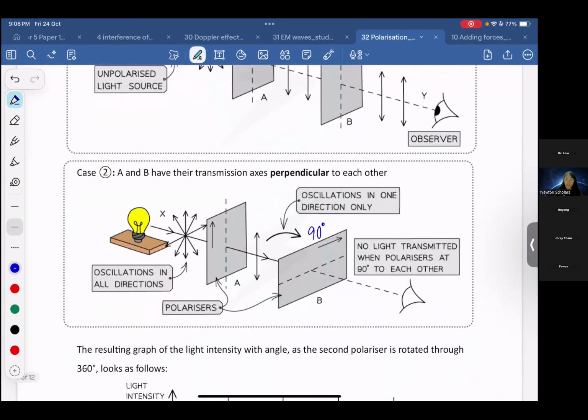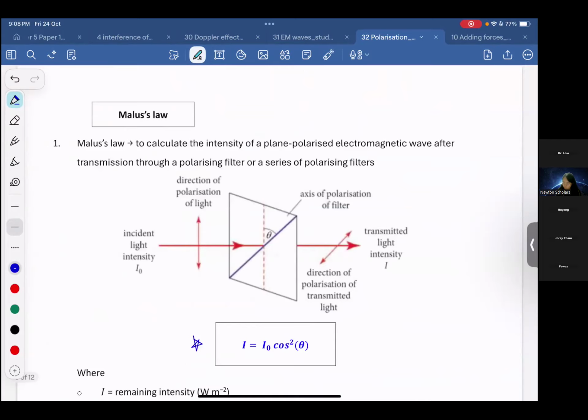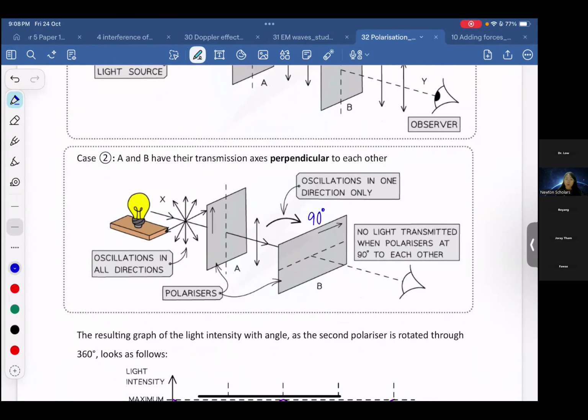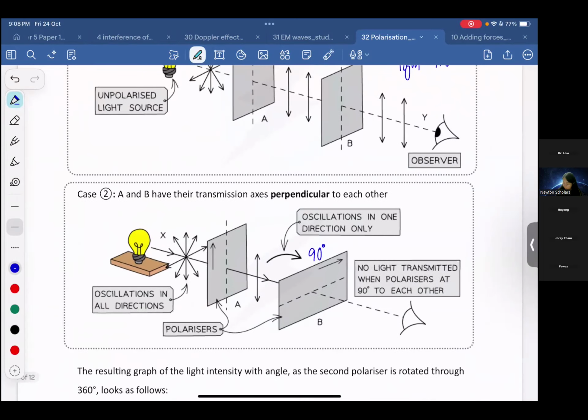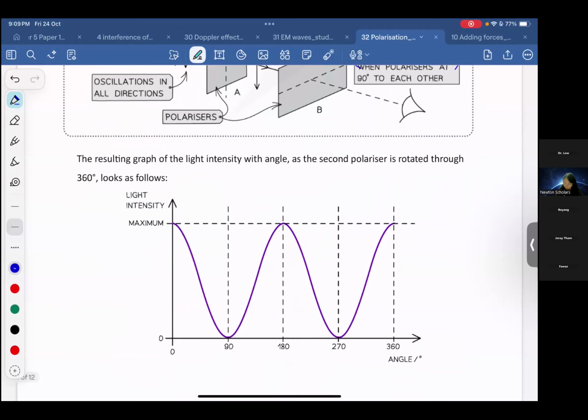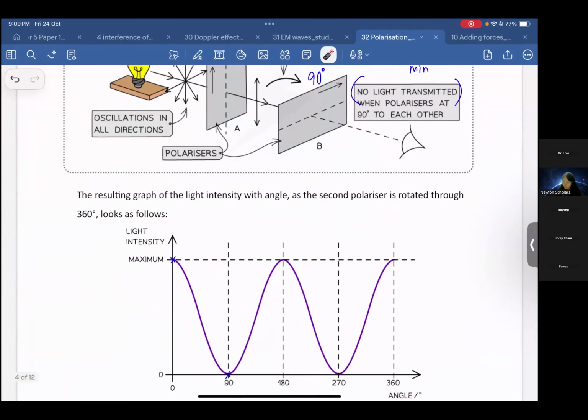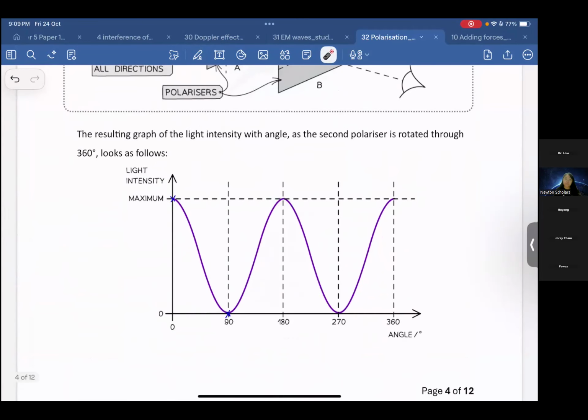Because I rotate 90 degrees, using the formula just now, cos squared theta with theta 90 degrees is 0. I block all. No light will be transmitted, so this is minimum. The light becomes 0. Can you see that? I'm plotting here 0. This is maximum. I continue rotating until 180 degrees, and I get back to this position, so I get another maximum.